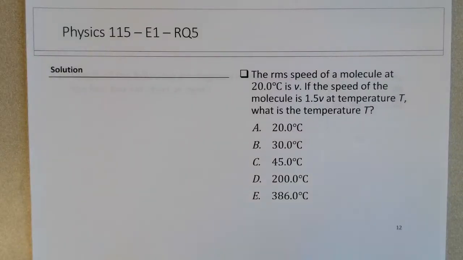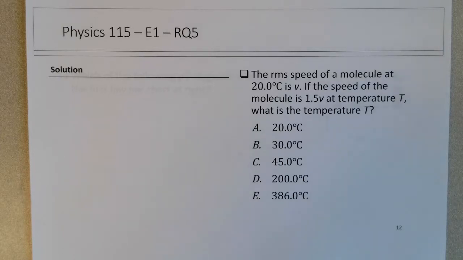Okay, so question 5, exam 1 review. Again, the question says the RMS speed of a molecule at 20 degrees Celsius is V. The speed of the molecule is 1.5 V at a temperature T. What is that temperature T? And the choices are in degrees as well.